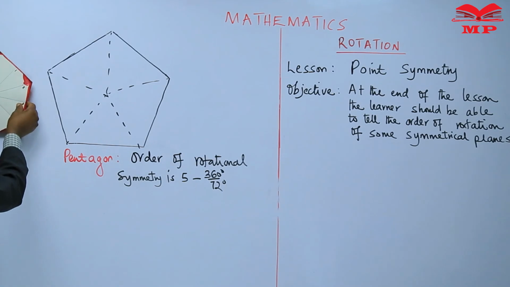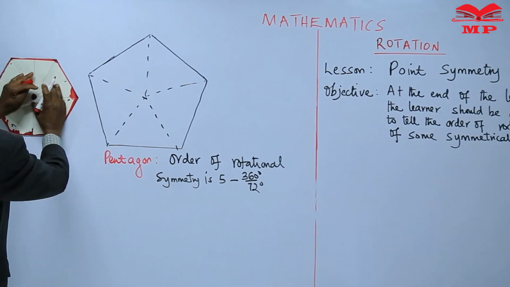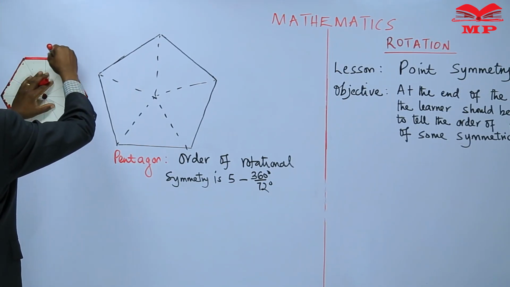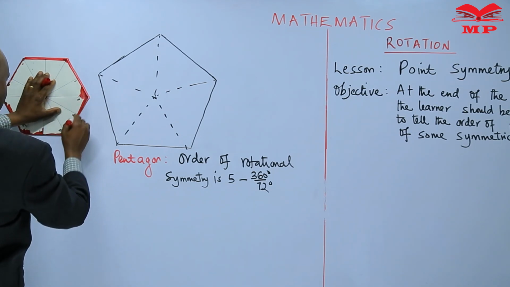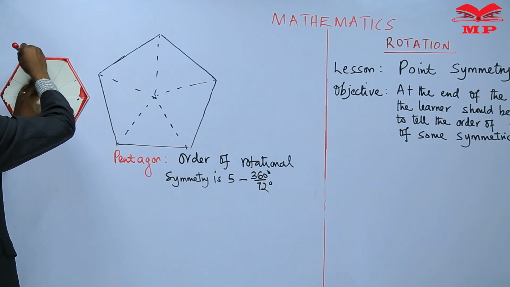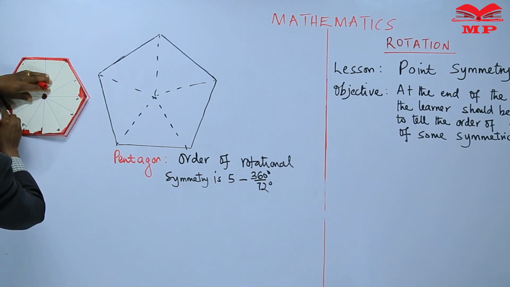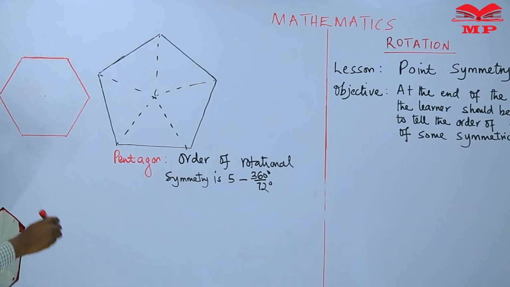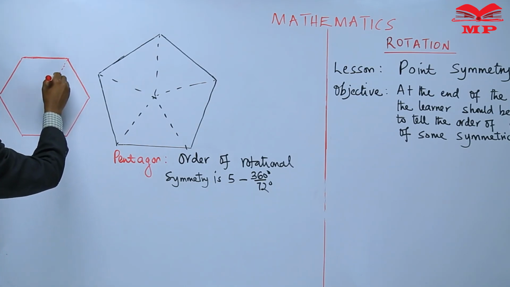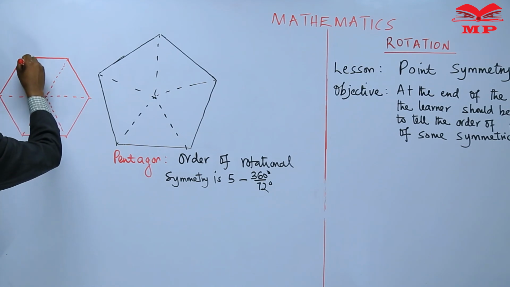We have this figure here. This one is 6-sided. We call it the hexagon. Try to trace it. So that's actually a hexagon. To get the order of rotational symmetry, we try to rotate, and you realize that angle. Since it is 6-sided and they are equal, the angle is 60 degrees.